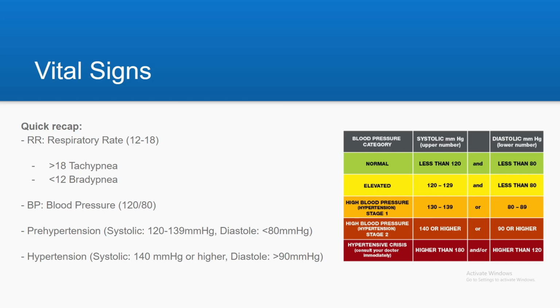For prehypertension, you'd usually see a systolic value of 120 to 139 millimeters of mercury. For the diastolic value, you'd see lower than 80 millimeters of mercury. For patients with hypertension, you'd see a systolic blood pressure of 140 millimeters of mercury or higher, and a diastolic value of greater than 90 millimeters of mercury.